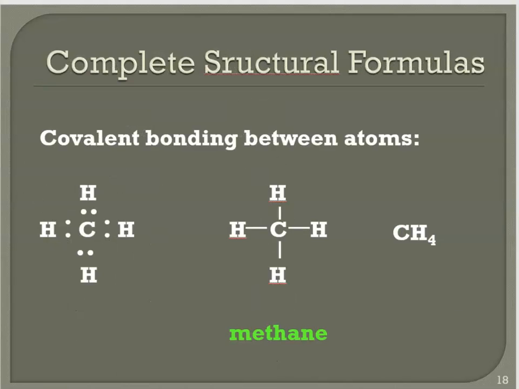We can show this in multiple different ways. We can show it with the Lewis dot structure, where the dots in between the atoms show that they're technically sharing these electrons. We can also use lines, and we can also condense the formula and just say CH3. These are all different ways that we can show molecular bonding events occurring.